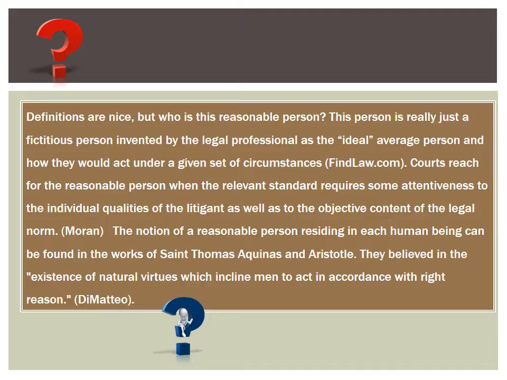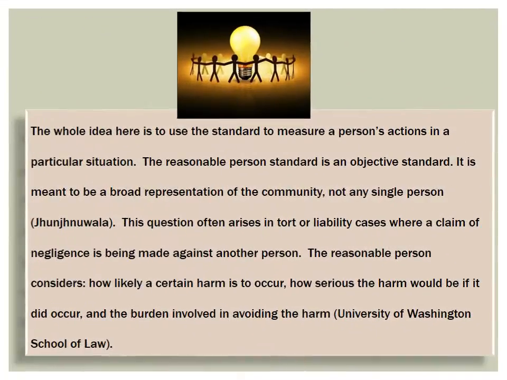The notion of a reasonable person residing in each human being can be found in the works of St. Thomas Aquinas and Aristotle. They believed in the existence of natural virtues which incline men to act in accordance with right reason. The whole idea here is to use the standard to measure a person's actions in a particular situation. The reasonable person standard is an objective standard. It is meant to be a broad representation of the community and not any single person.